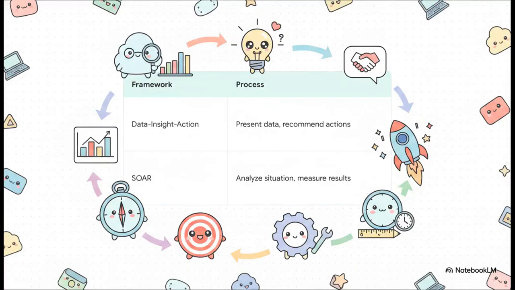To successfully guide your audience from facts to meaning to action, you can lean on some proven storytelling frameworks. The Data Insight Action Framework is incredibly direct and easy to use. You simply present the data, explain the insight it reveals, and then recommend a specific business action. Alternatively, there's the SOAR framework, which is fantastic for strategic planning. That stands for Analyze the Situation, Set Your Objectives, Define Your Actions, and Plan How to Measure the Results. Both of these frameworks give you a fantastic toolkit to ensure your presentation actually drives real decision-making.